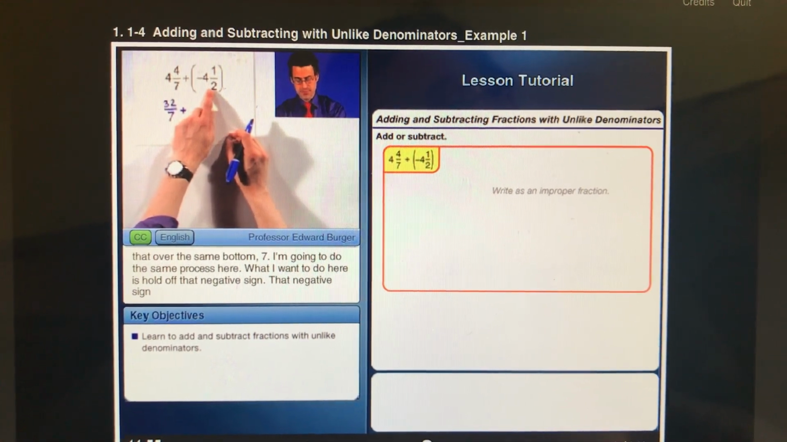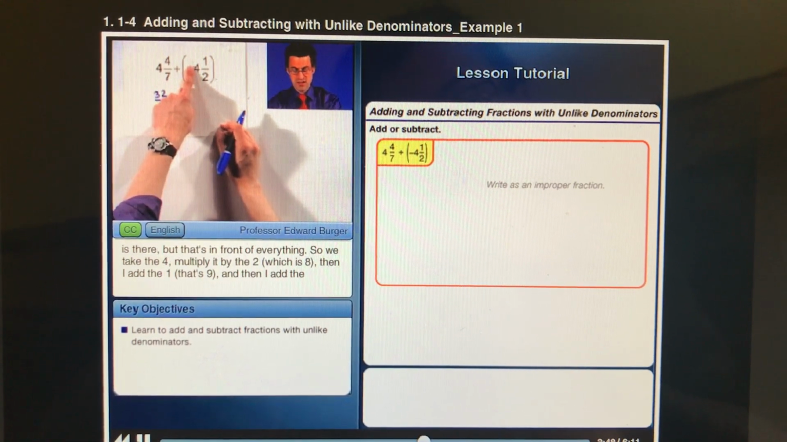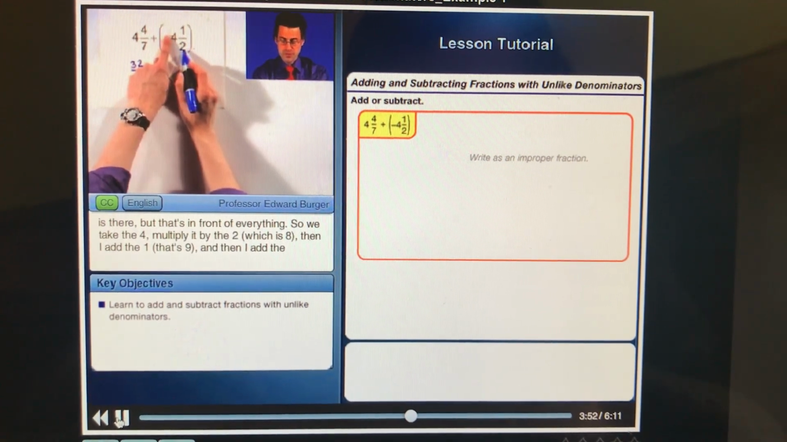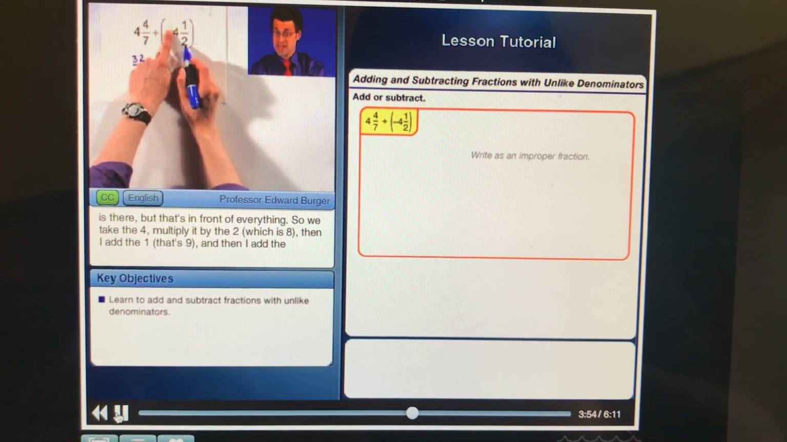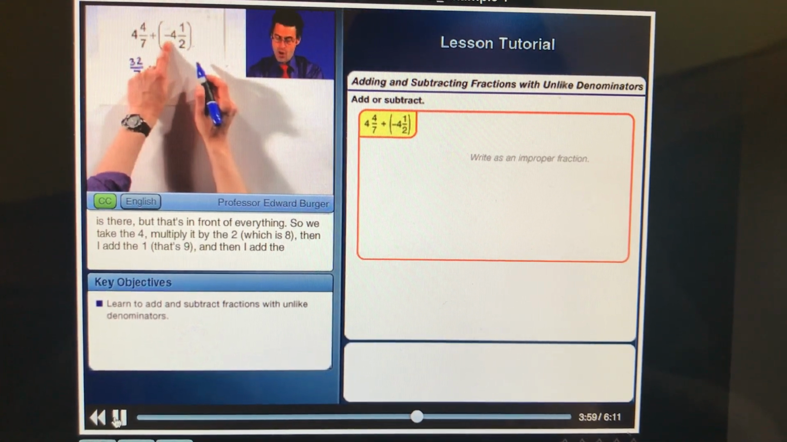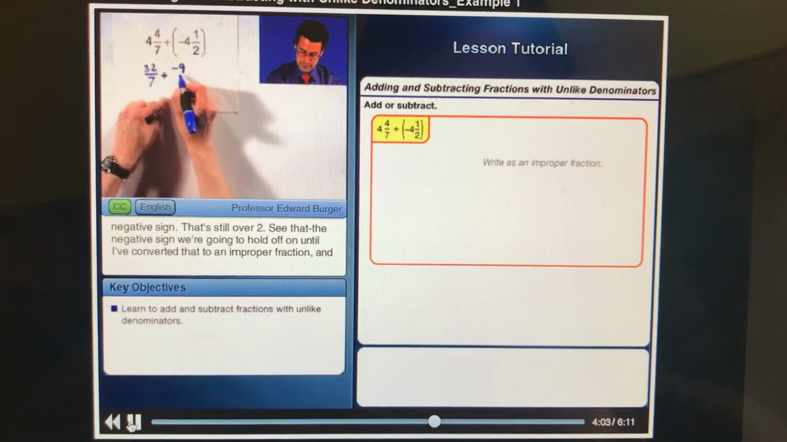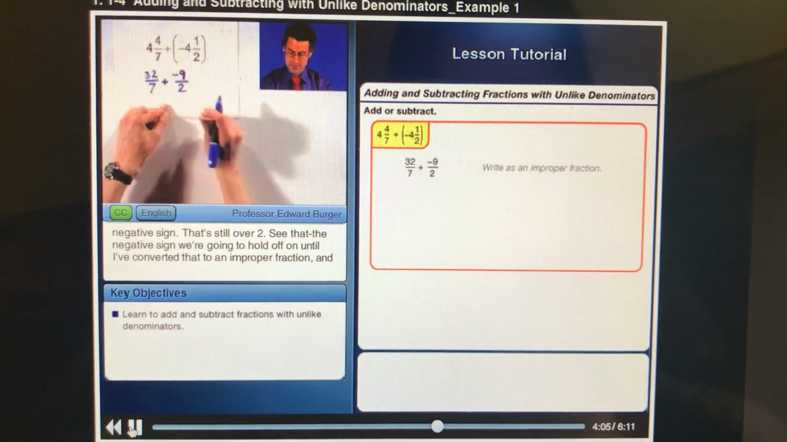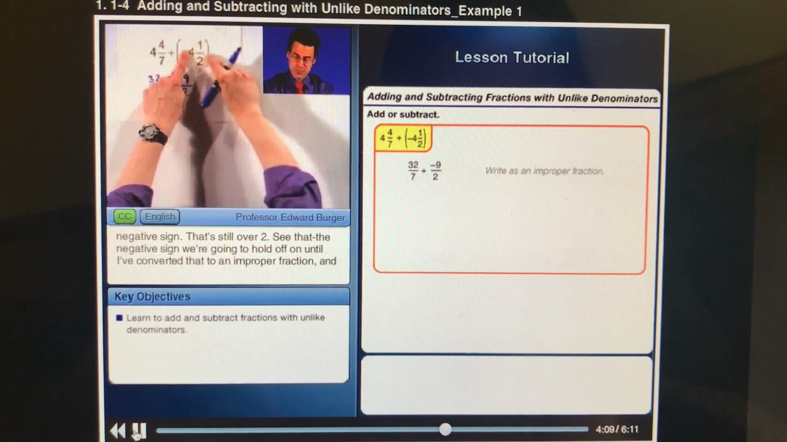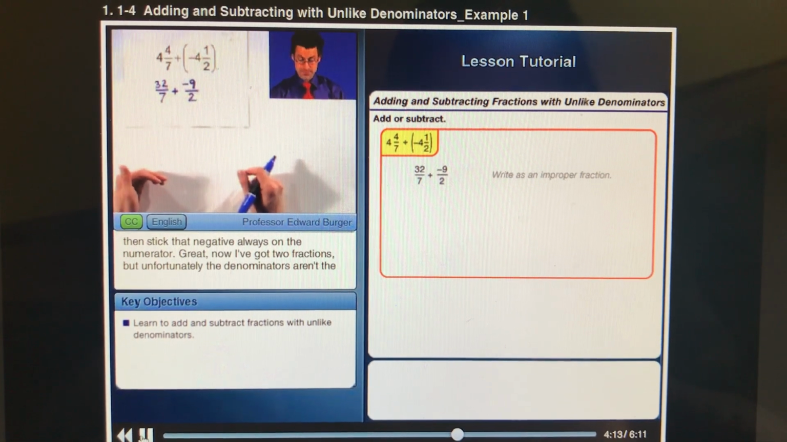Well, now let's hold on here. What I want to do here is hold off that negative sign. That negative sign is there, but that's in front of everything. So we take the 4, multiply it by the 2, that's 8, and then I add the 1, that's 9, and now put in that negative sign. And that's still over 2. See that? So the negative sign we're going to hold off until I've converted this into an improper fraction, and then stick that negative always on the numerator.